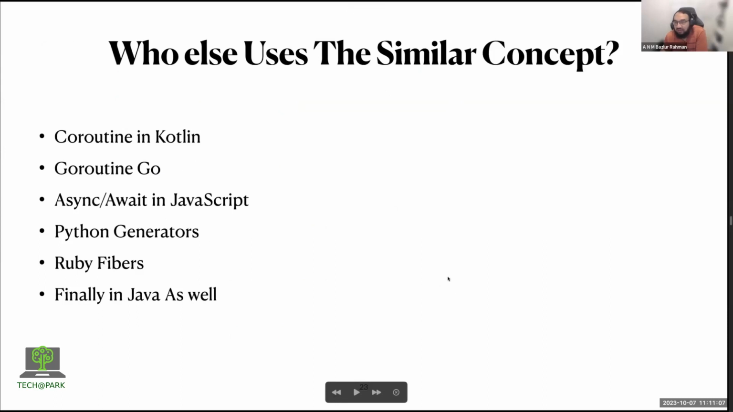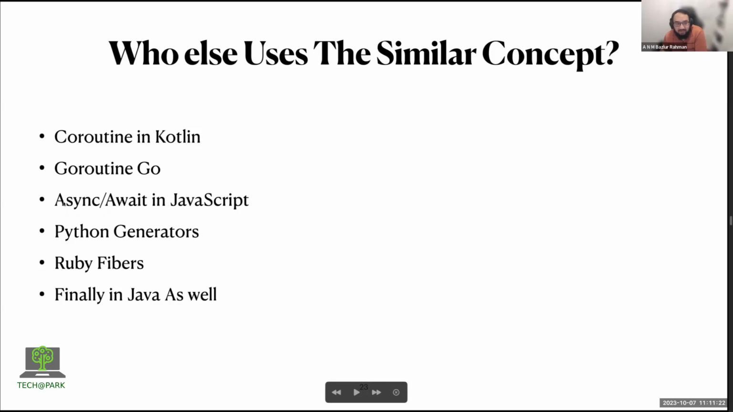And there's a similar concept in many other programming languages. For example, Kotlin has coroutines, Go has goroutines, JavaScript has async/await, Python has generators, Ruby has Fibers, and finally Java has a thing called virtual threads.